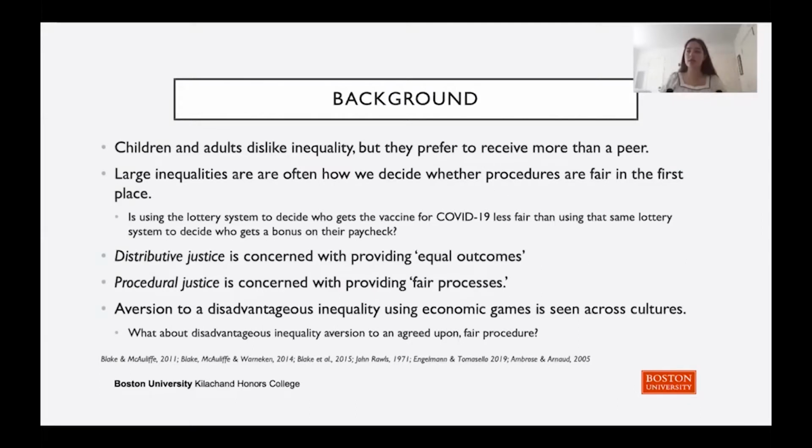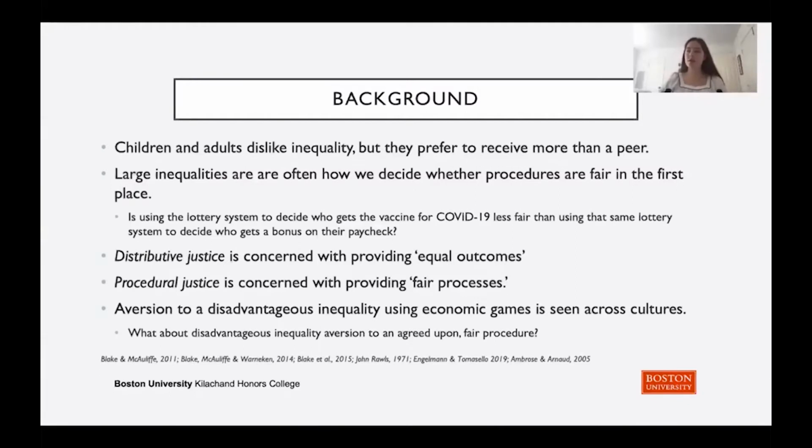Philosopher John Rawls has claimed that large inequalities are often how we decide whether or not procedures are fair in the first place. For instance, in light of the current pandemic, we might think about a lottery system and how fair we would consider that system to be if it were distributing a vaccine versus distributing, let's say, a bonus for a paycheck. So notice how the procedure, the lottery system, is exactly the same in both examples, but the outcomes for the procedure are vastly different and might make us reconsider the fairness of the procedure itself.